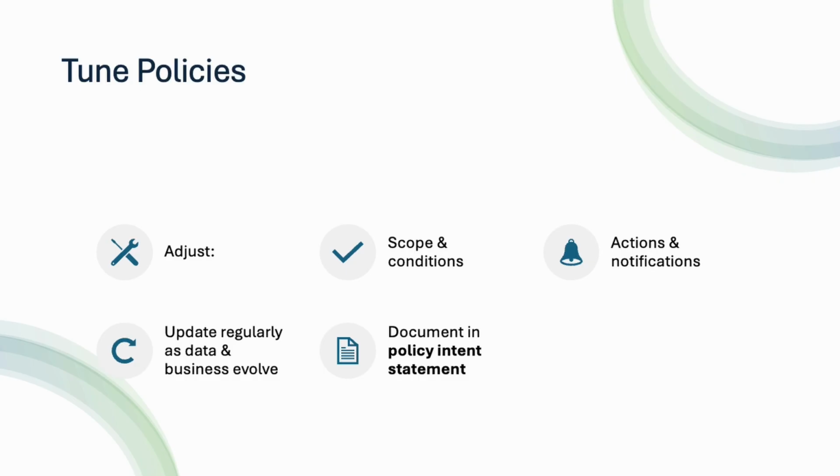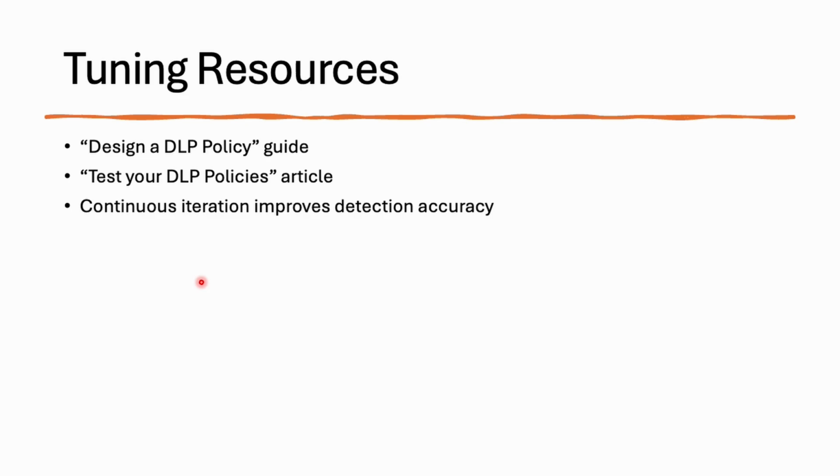Now, tuning the policies is basically an essential part, and it helps you reduce the noise and maintain effectiveness. Regularly doing adjustments will ensure your policy matches real business needs. So do the adjustment, find and scope and their conditions, plan the right actions and notifications, update regularly as data and business evolve, and document in policy incident statements. Now, tuning resources: Microsoft resources help you map business requirements to effective policies, and testing and tuning is an ongoing cycle. It's not just a one-time job.